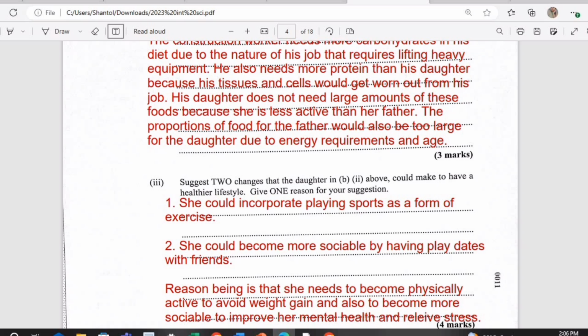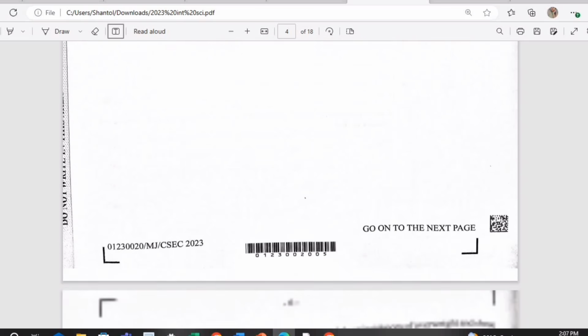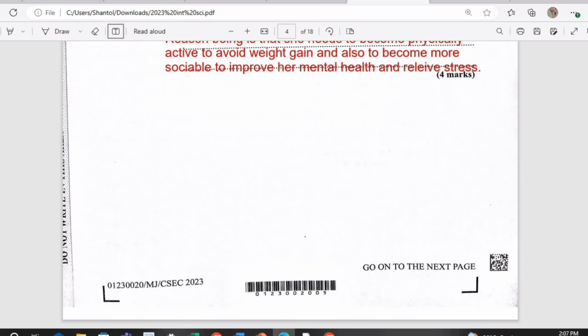And the reason being, because they ask you for 2 and they ask you for the reason being, is that she needs to become physically active to avoid weight gain, and also to become more sociable to improve her mental health and relieve stress. Remember, health is not just about being physically well, but it's also about being physically, mentally, and socially well. So you want to incorporate the fact that she is so secluded from persons that she could try becoming more social or sociable. And that would have been for 4 marks.